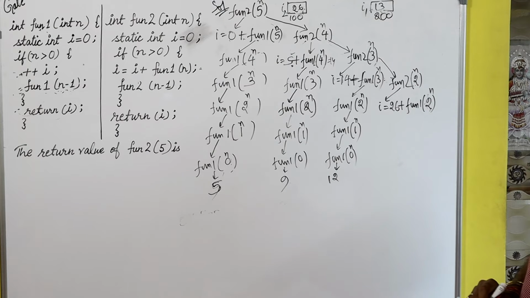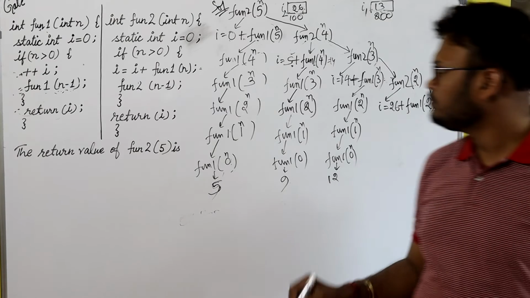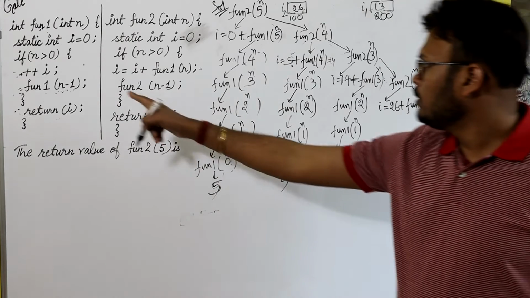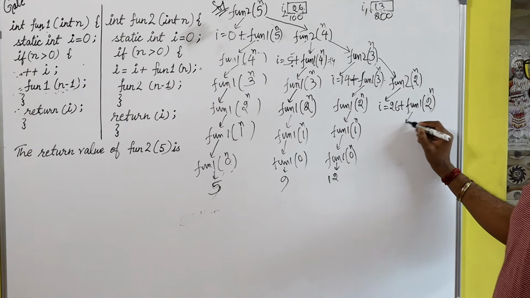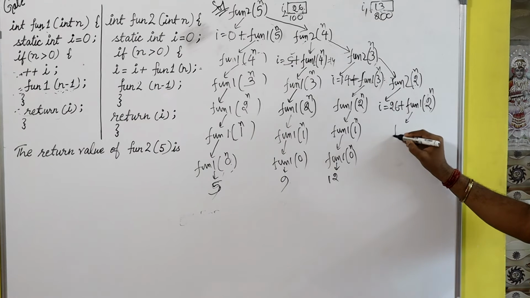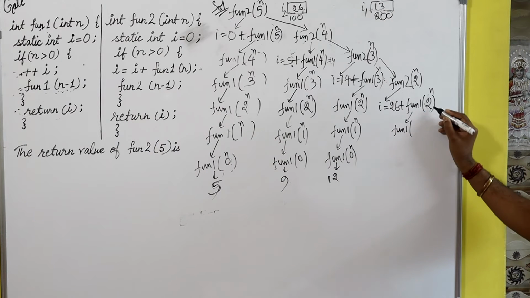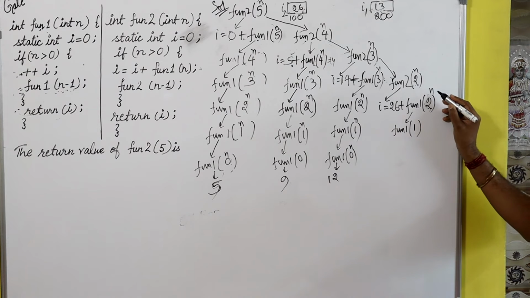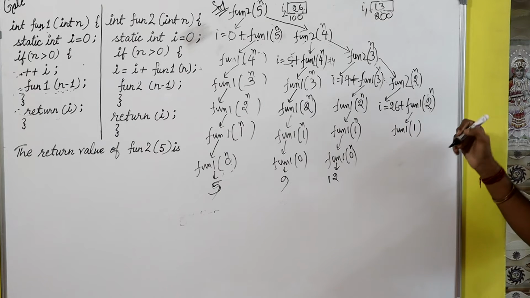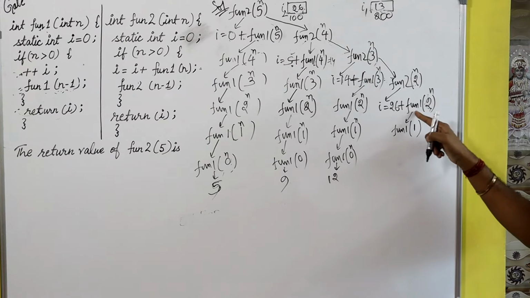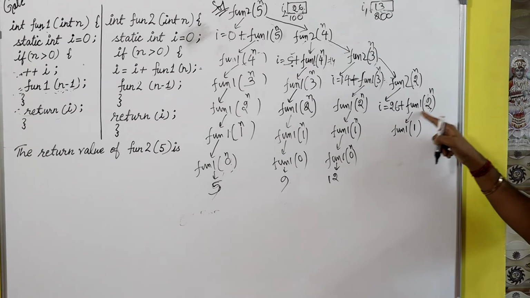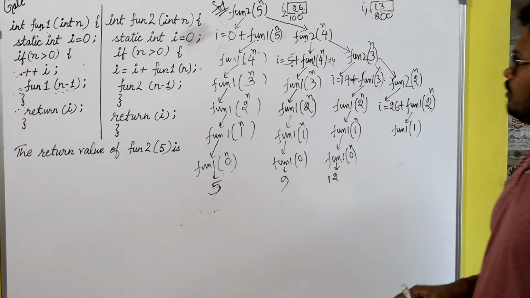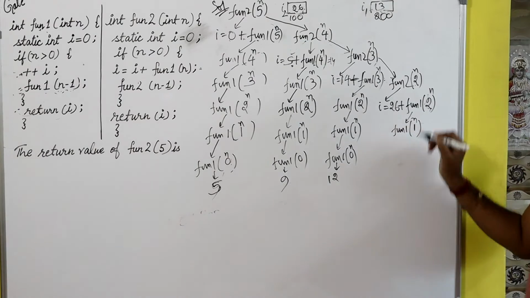Okay. Now again fun1 of n minus 1 is called. So the value of 2 will become 1. So 1 will be subtracted from 2. Okay. So now fun1 of 2 is calling fun1 of 1. Fine. So n is 1 this time.